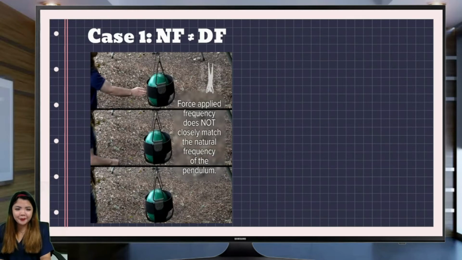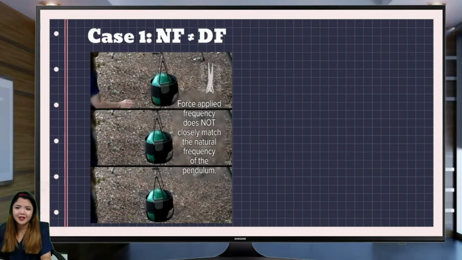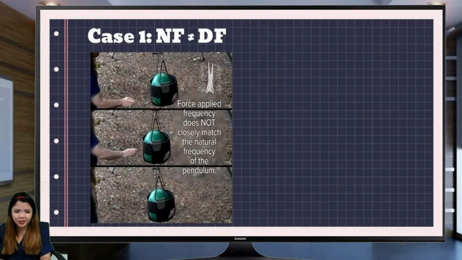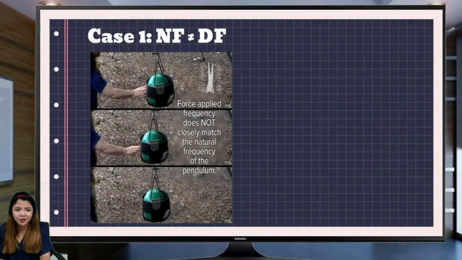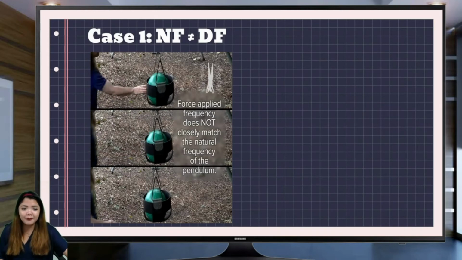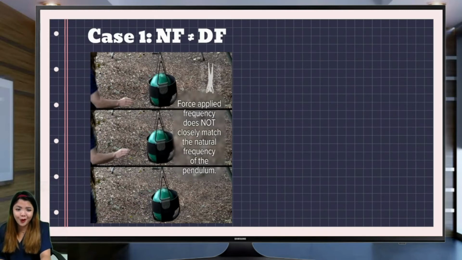So in this example, the swing has its own natural frequency, and the pushing motion of the person in the video causes a driven oscillation. So when the driving frequency is faster or lower than the natural frequency of the swing, the amplitude that it moves to is just very small.